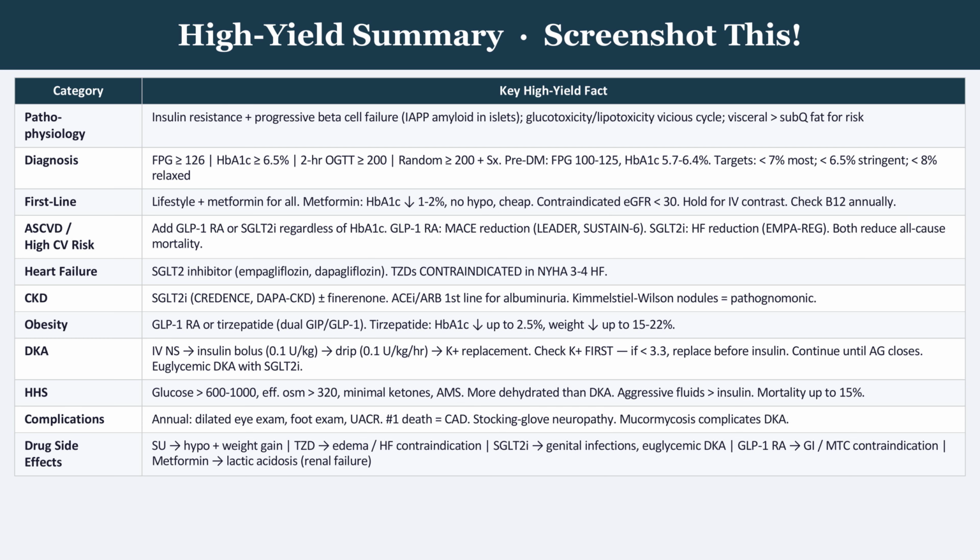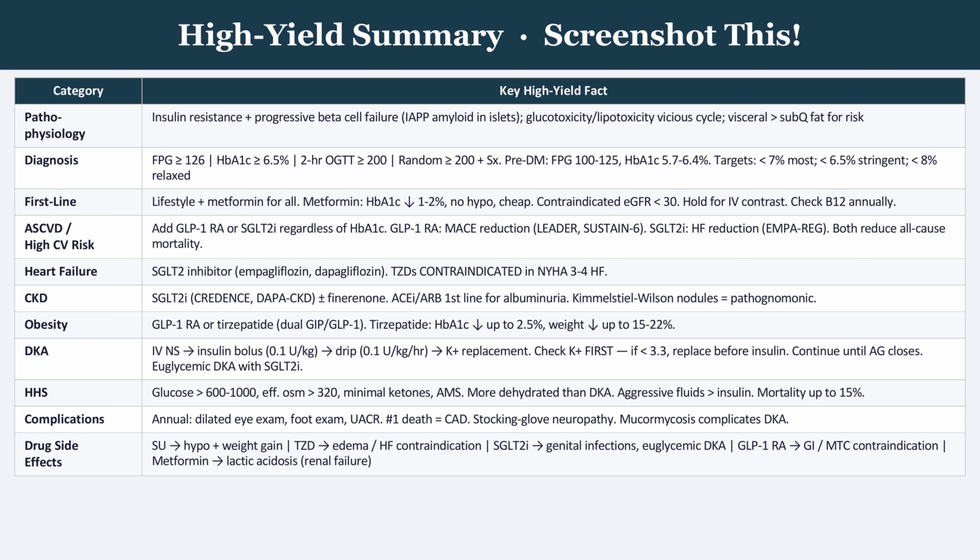Let's pull it all together. If you screenshot one slide, make it this one. Remember the narrative. T2DM is a progressive disease because of the insulin resistance and beta cell failure spiral, which is why treatment is stepwise and multi-targeted. You diagnose it with FPG at or above 126, HbA1c at or above 6.5%, a 2-hour OGTT at or above 200, or a random glucose at or above 200 with symptoms.